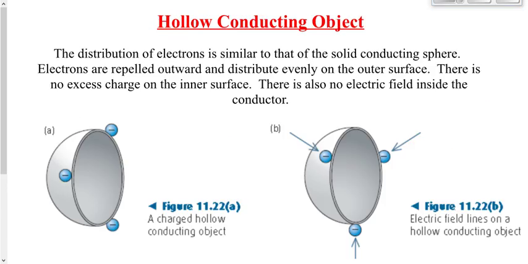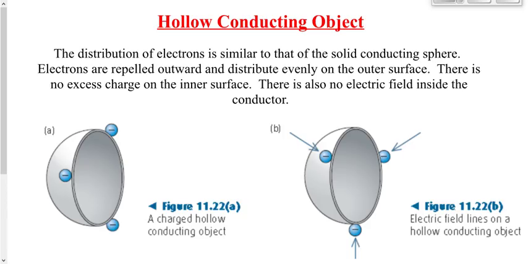Now I've got a couple more here for you. This is the one that I think is really neat. The basic analysis of this we've actually already done. A hollow conducting object produces the same distribution as a solid conducting sphere for the exact same reason. So we don't need to go through that again. But there's something else that I want to show you with this one. Notice that the charges have gone to the outer surface and the distribution of the charges are evenly spaced.